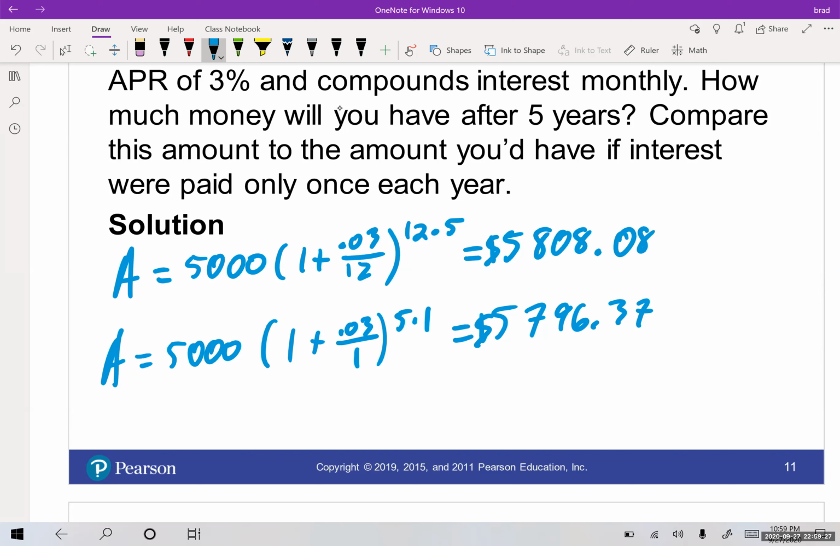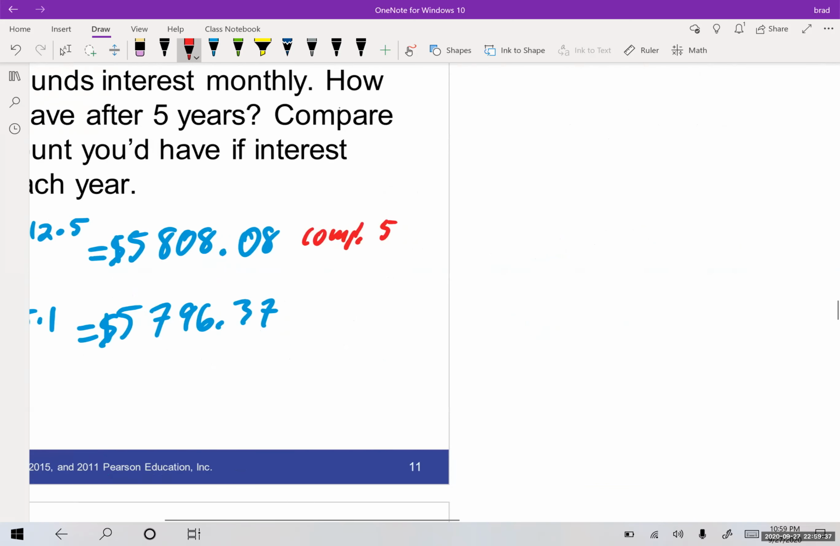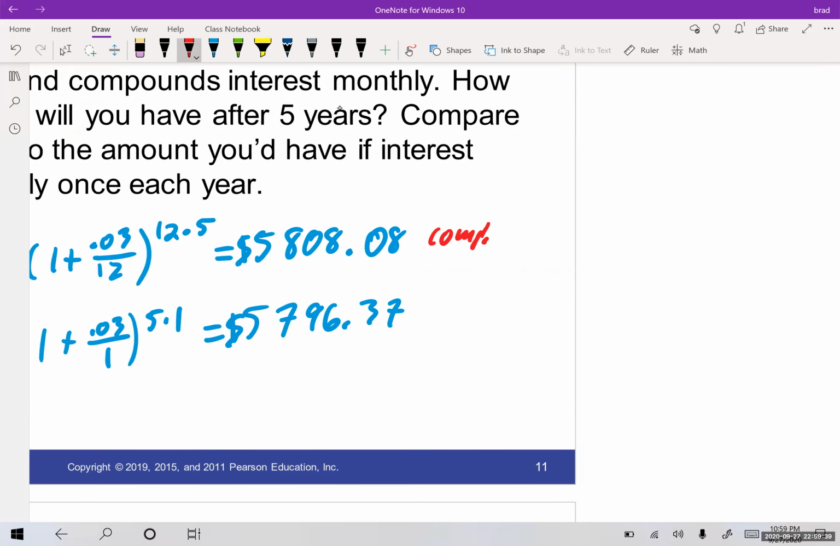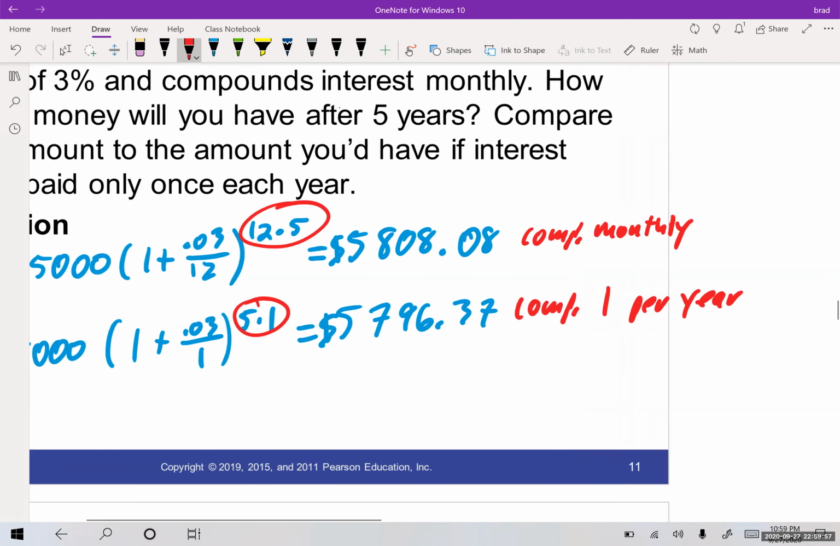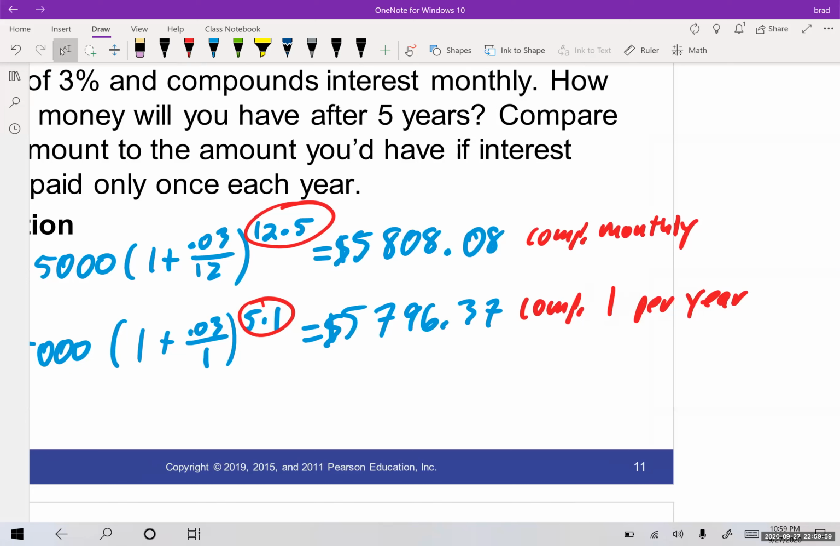Times 5,000. Now you may have thought that you were going to get a massive difference, but in reality, this one is compounded monthly, sorry about that, so 12 times per year. You would have thought that would be a lot more money, and this is only compounded once per year. Look at this power. This is a power of 60, and this is a power of 5. But the way it works out, it was actually only about $8 difference, give or take.